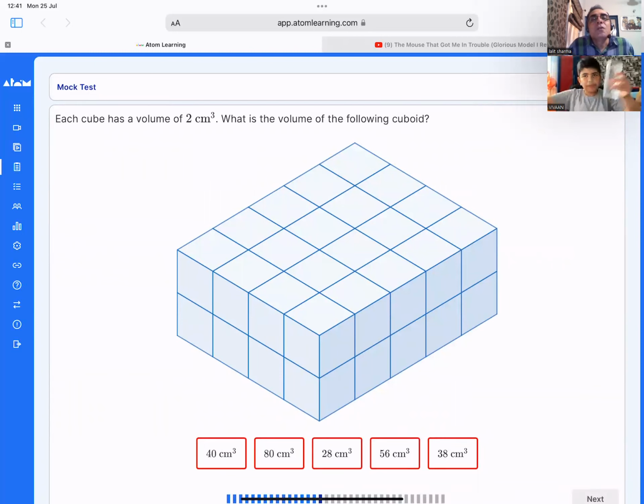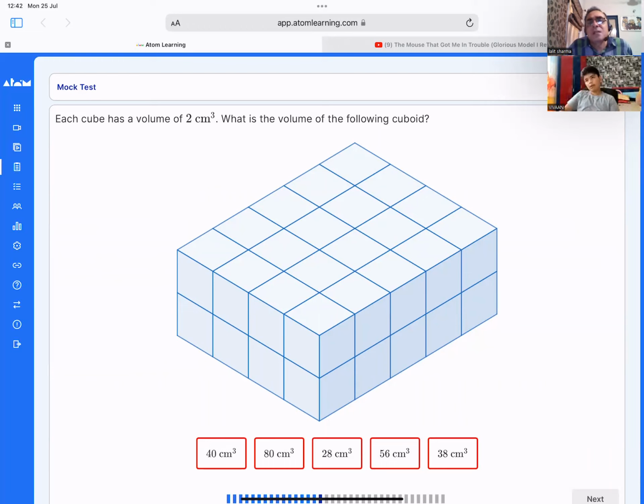Each cube has a volume of 2 cubic centimeters. What is the volume of the following cuboid? 2 cubic centimeters. How do you calculate the volume of a cuboid? What's the formula? I'm just calculating 1, 2, 3, 4, 5, 6. So there are 8 on one side. Mm-hmm. 8. Eight. How come 8?